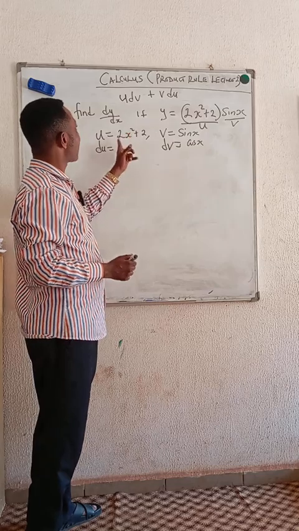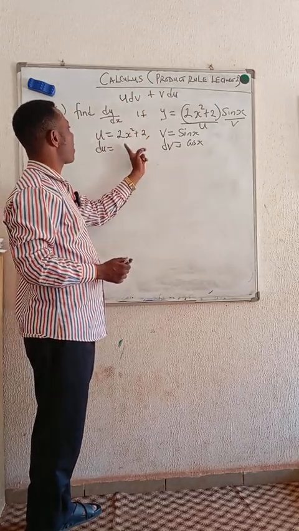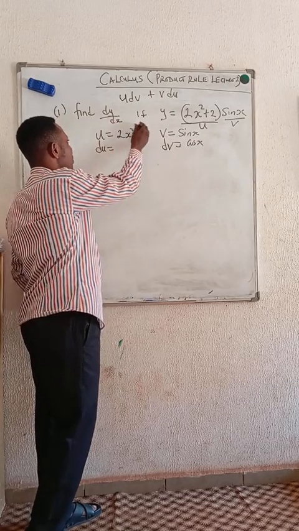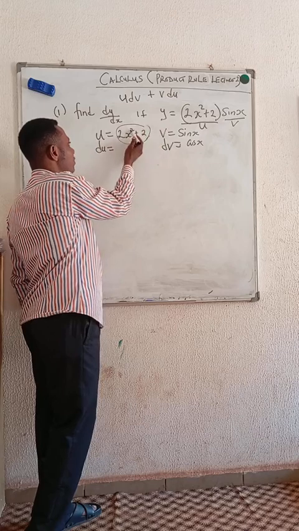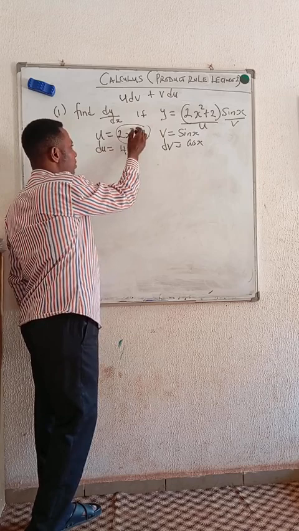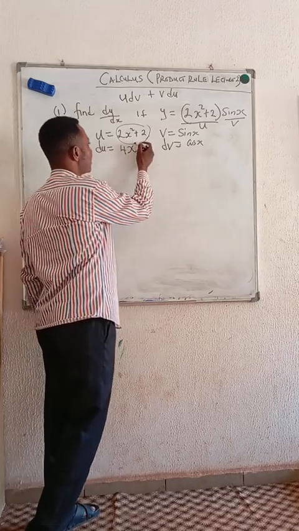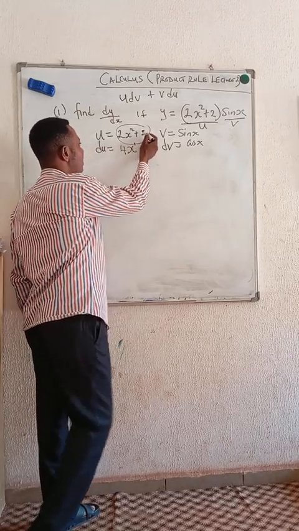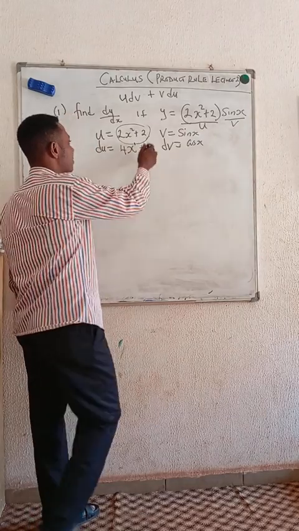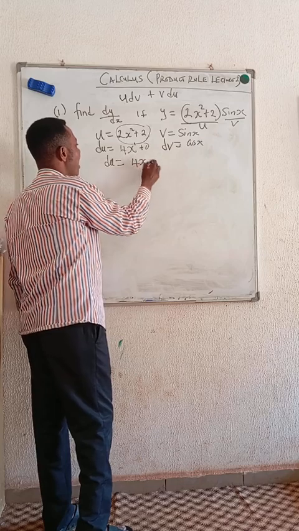So now there is power rule in product rule. Look at it now, 2x squared plus 2. How do we differentiate this using power rule? You bring 2 to the back, you have 4x, then take 1 from the power. It will be x power 1, which is 1. Then plus, differentiating 2. 2 is a constant, you have 0. So it means our du is equal to 4x.